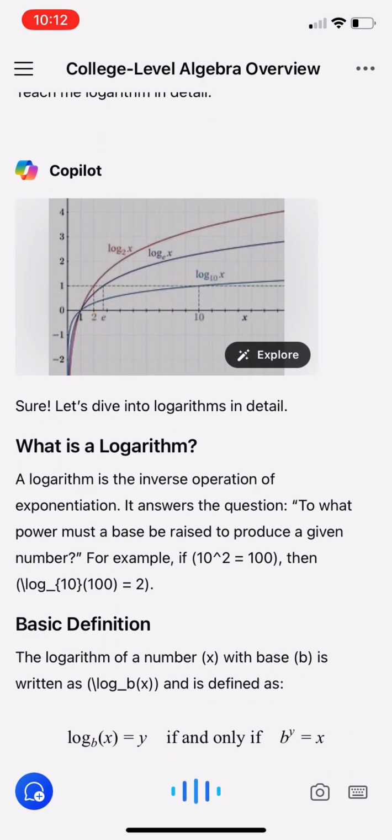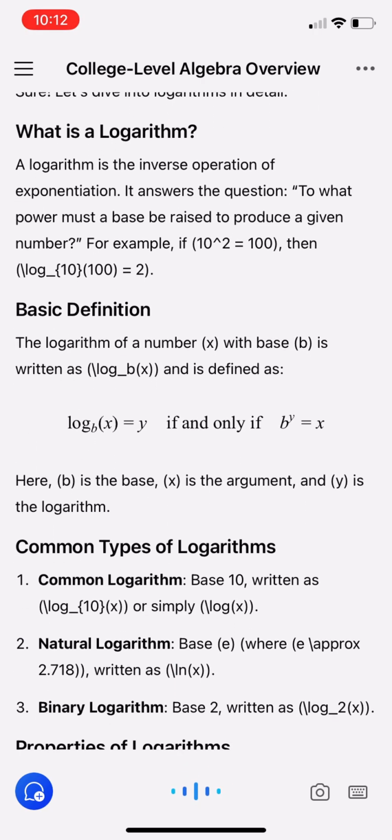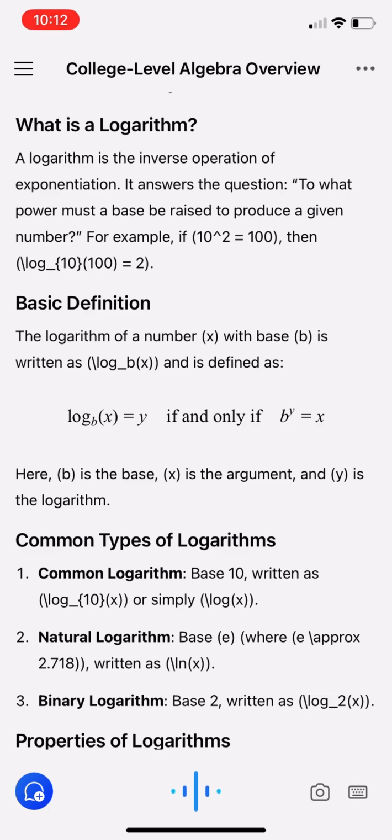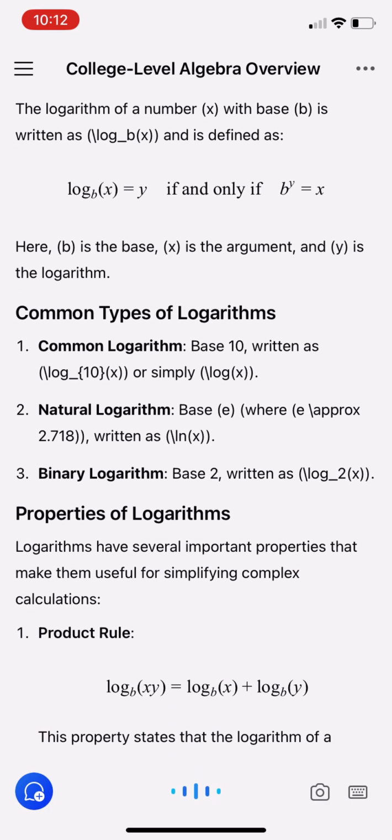Basic definition. The logarithm of a number x with base b is written as log_b x and is defined as log_b x equals y if and only if b to the power of y equals x. Here, b is the base, x is the argument, and y is the logarithm.